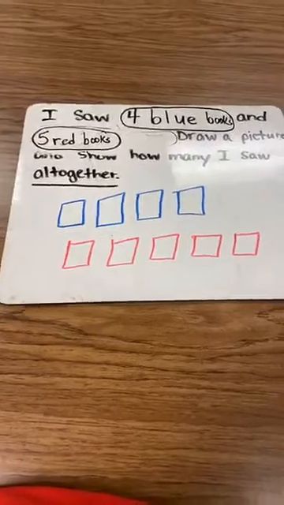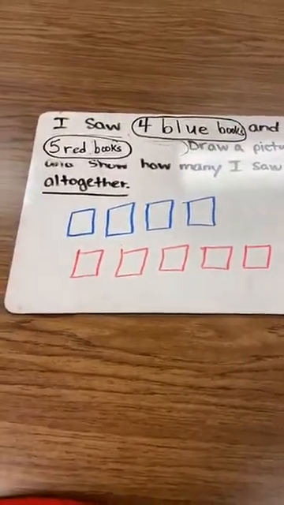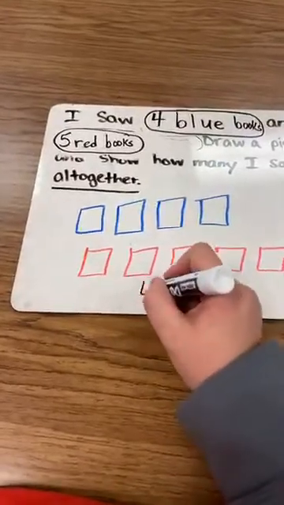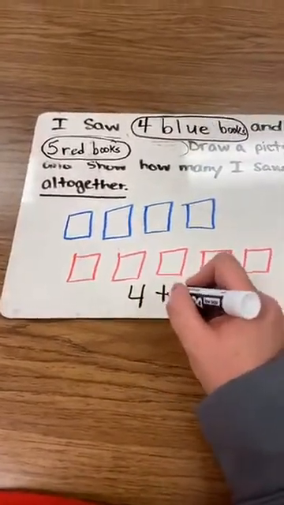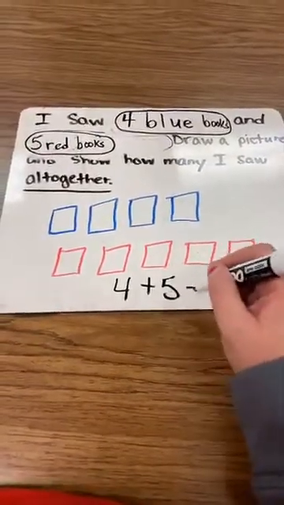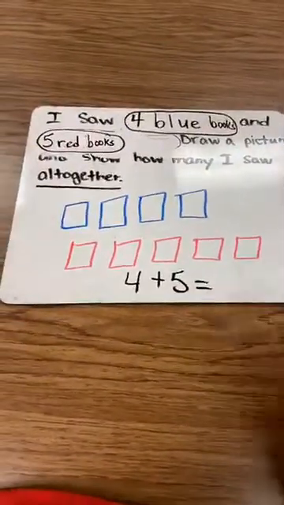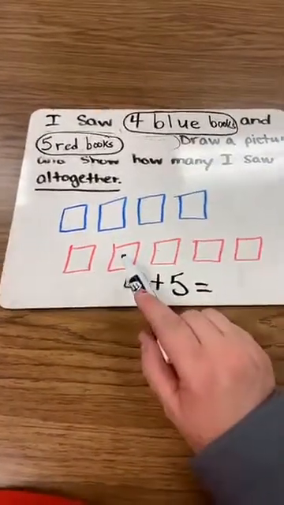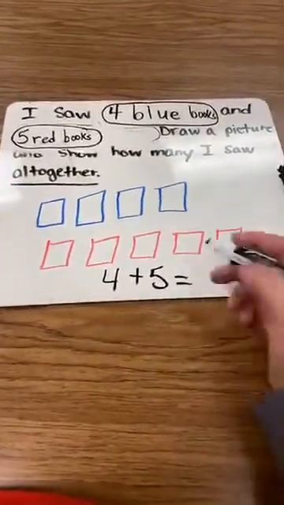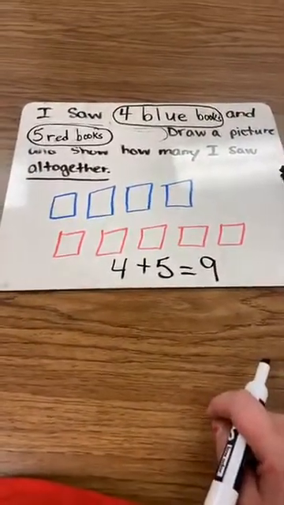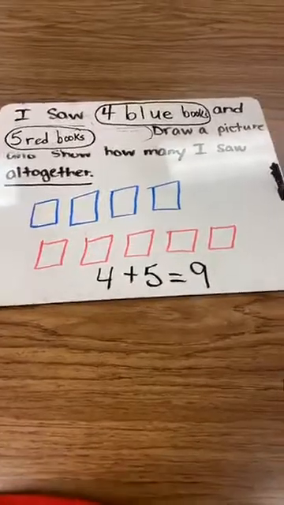I'm drawing my picture. So how many blue books did I have? I had 4, you're right. So 4 blue books plus how many red books? 5 red books equals, now I can count my pictures. 1, 2, 3, 4, 5, 6, 7, 8, 9. So how many books did I have all together? Yes, I had 9. Very good.